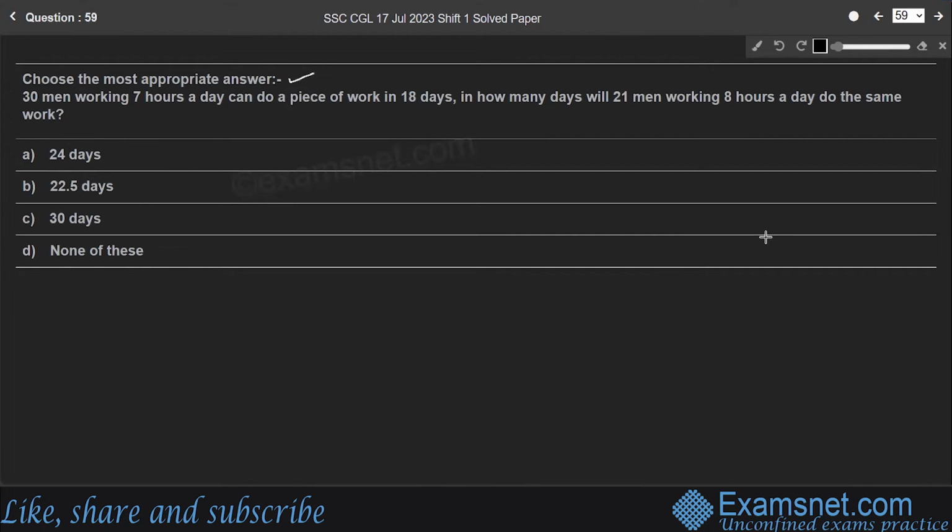Question 59. Choose the most appropriate answer. 30 men working 7 hours a day can do a piece of work in 18 days. In how many days will 21 men working 8 hours a day do the same work? Here, students, we are using the concept of number of persons M1, D1, H1. Here D1 represents number of days they are working and H1 the number of hours they are working in each day, divided by the amount of work to be done, is equal to M2, D2, H2 divided by W2, so work to be done.